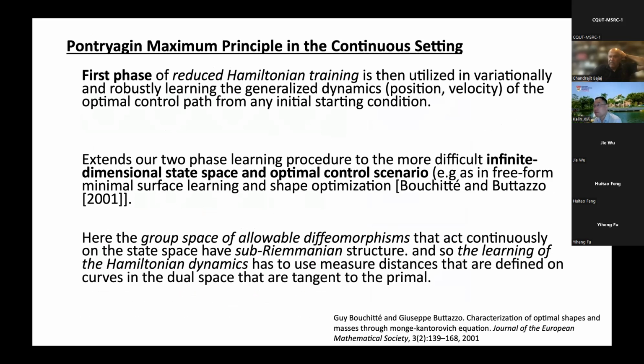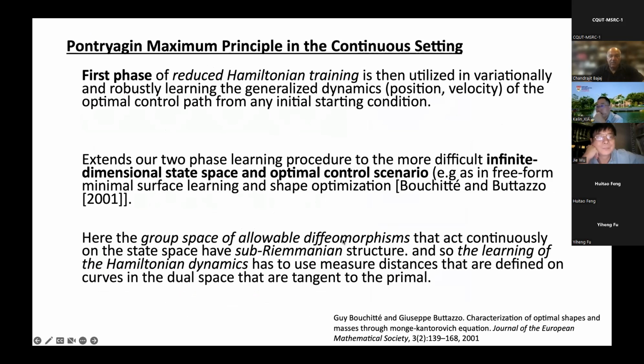Because I want to save the last part for maybe the best part. The best part is, how do we do this in continuous settings and for infinite dimensional spaces? And here we extended our two-phase learning to infinite dimensional space phases, which is exactly required for shape optimization, even for the isoperimetric.